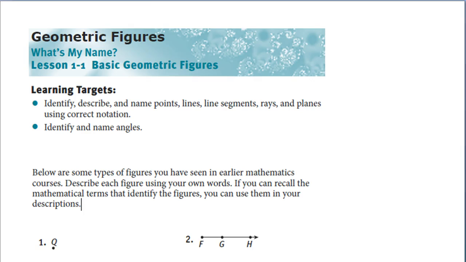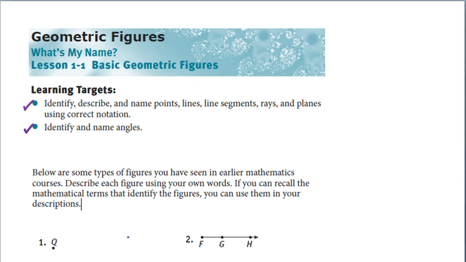This video is for Lesson 1-1, Basic Geometric Figures. Learning goals are to identify, describe, and name points, lines, segments, rays, and planes, and to identify and name angles. So both of these skills are things that you've done in previous math classes. We're going to review these today.